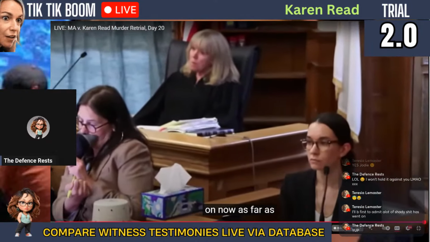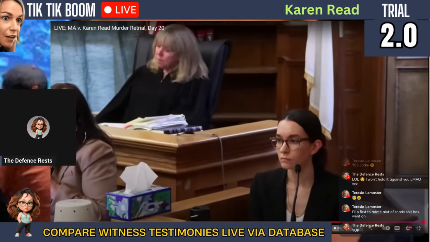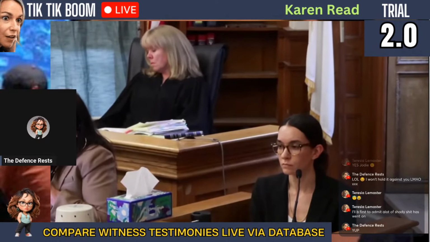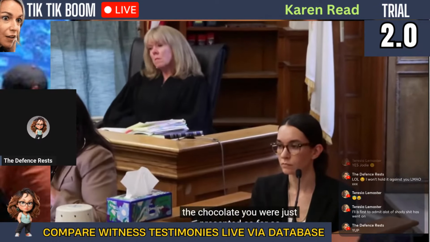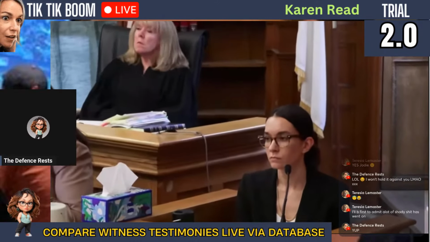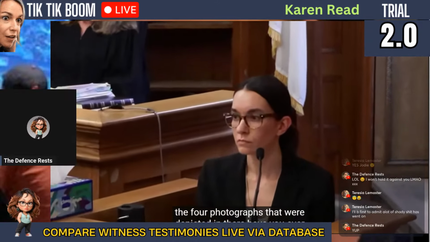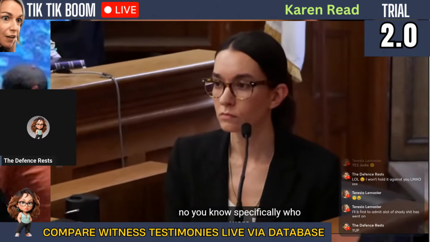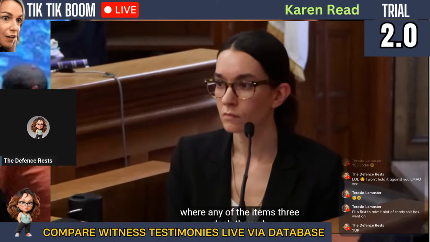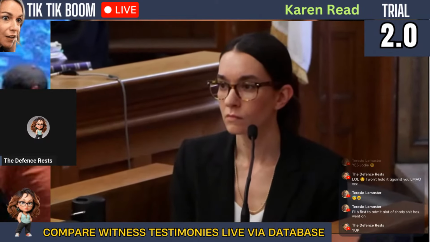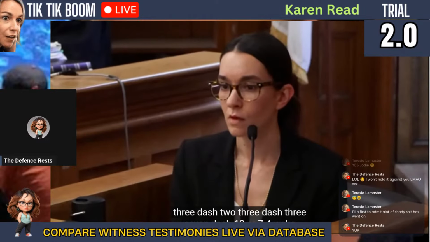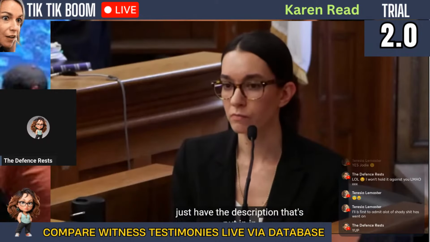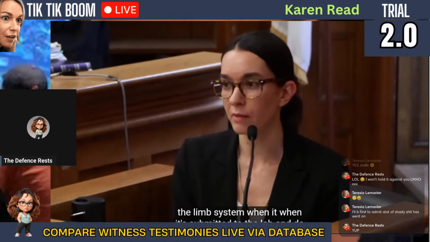Now, as far as the chalk that you were just presented, as far as the 4 photographs that were depicted in there, have you ever seen any of those 4 photographs before? No. Do you know specifically who or where any of the items 3-2, 3-3, 7-12, or 7-14 were physically recovered from? I just have the description that's put in the LIMS system when it's submitted to the lab.